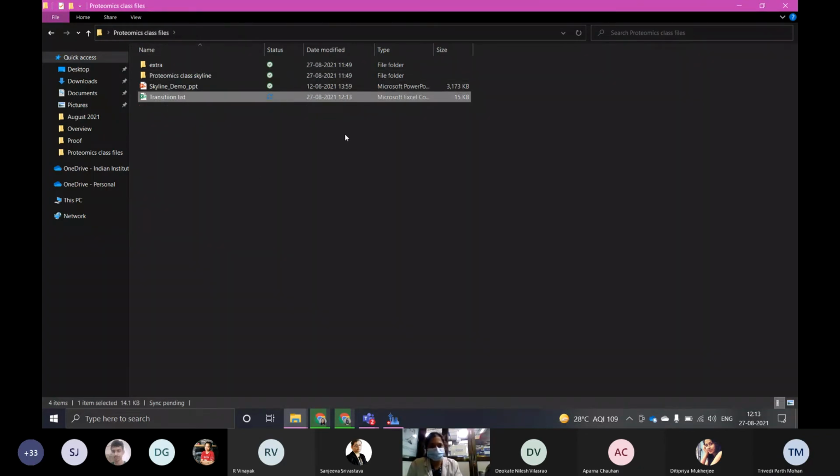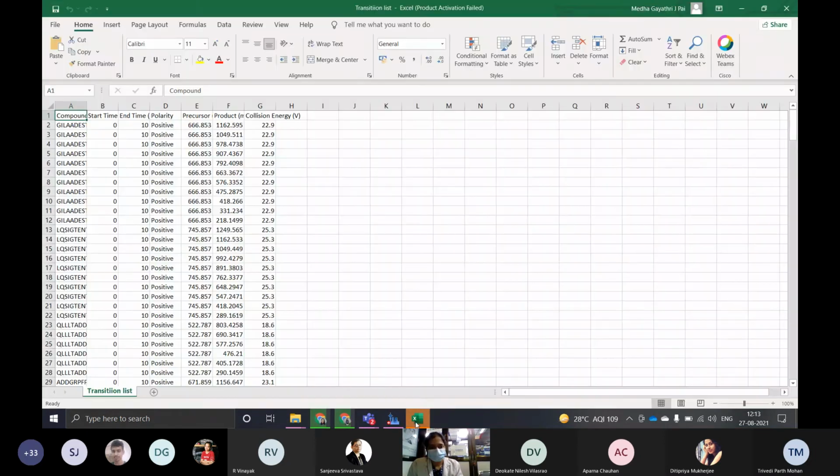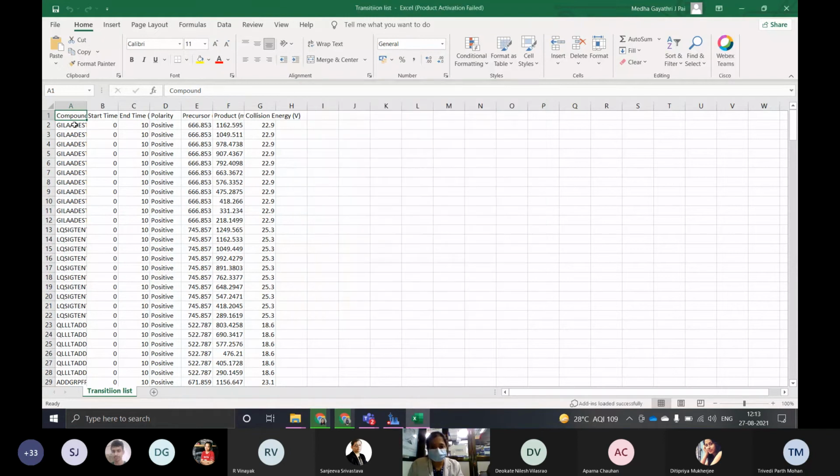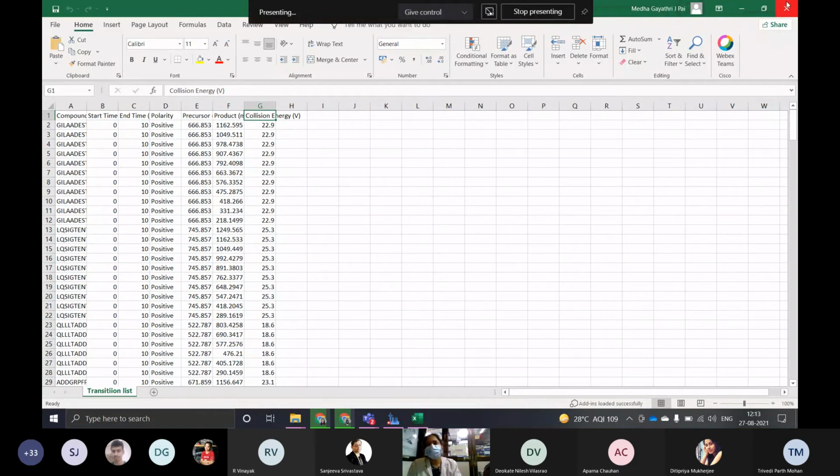So this is a transition list. It comes in .csv format. I'm opening it. So here the first column shows the details of the compound. Then the start and end RTs if you have entered, the polarity of the instrument, then precursor m/z, product m/z, and followed by collision energy. This is all the information the instrument needs to run your list and get you the data. So this is what you need to do before you start your targeted experiment.